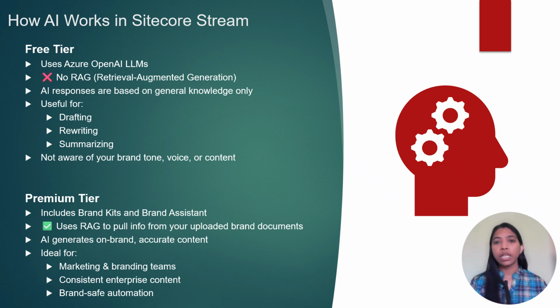In the free tier, it is not aware of the brand. It is not aware of the products, the guidelines, the legal policies, anything. So it will generate the content based on the general knowledge that is around us. That is the difference between the free tier and the premium tier. In the premium tier, it works with retrieval augmented generation, but there is no retrieval augmented generation in the free tier.